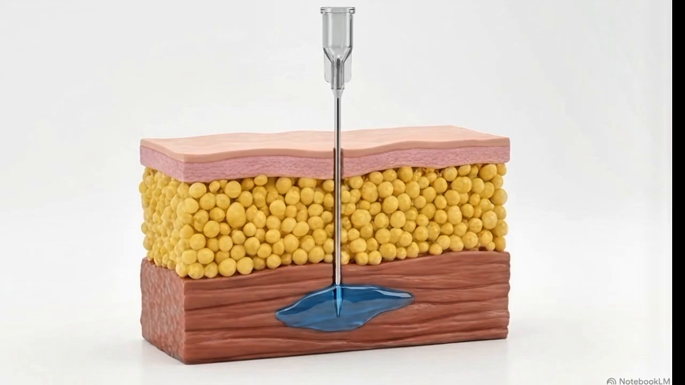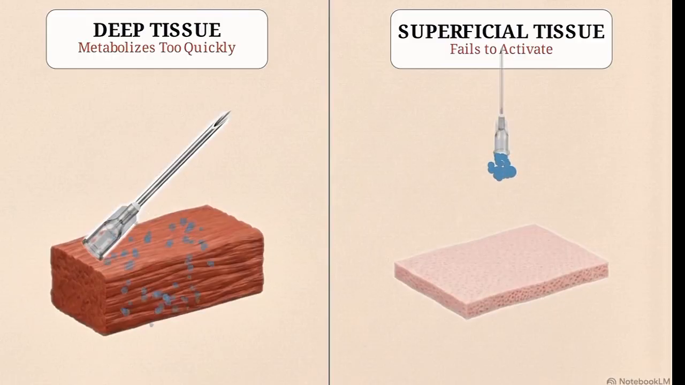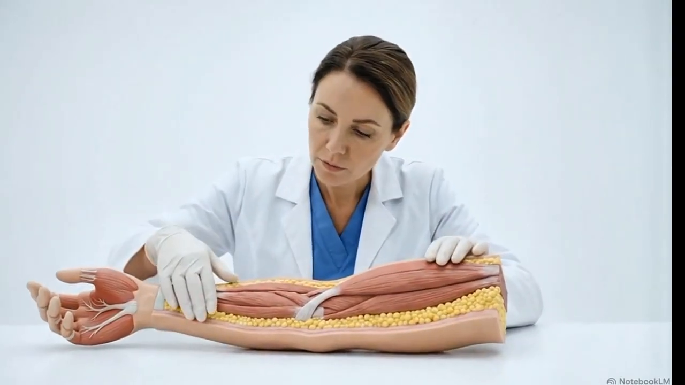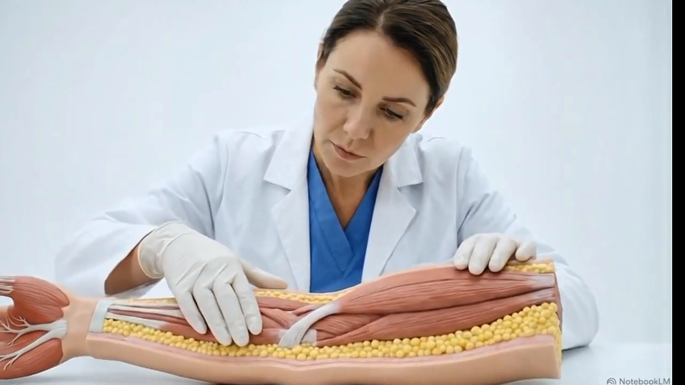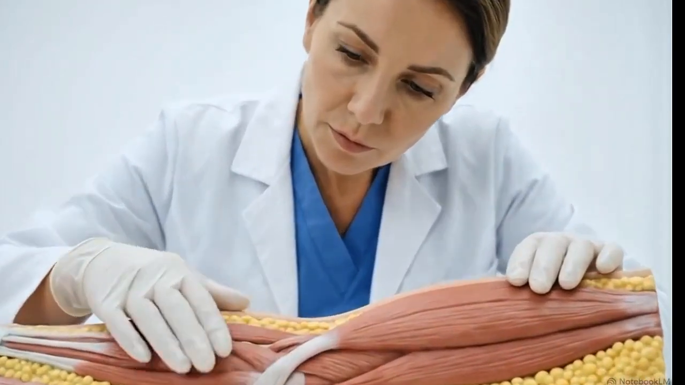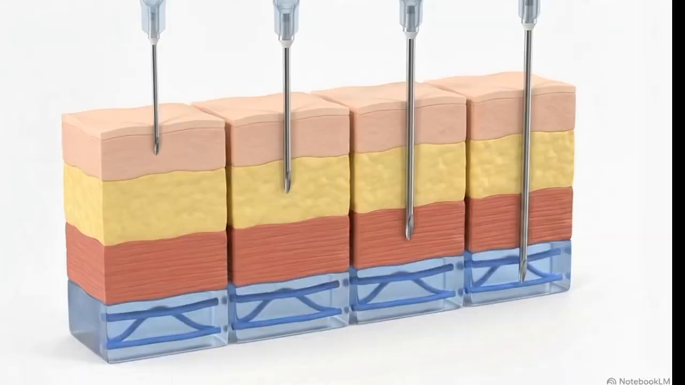Missing the intended layer alters the efficacy of the delivery. A compound meant for slow absorption will metabolize too quickly if injected too deep, or fail to activate entirely if delivered too shallow. To prevent these failures, early-stage clinical professionals build a rigorous mental model of human anatomy from the outside in. This structural model relies on 4 primary modalities: intradermal, subcutaneous, intramuscular, and intravenous.